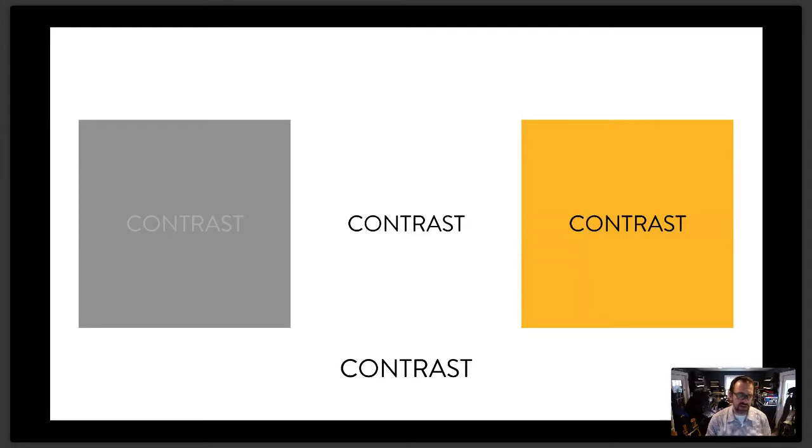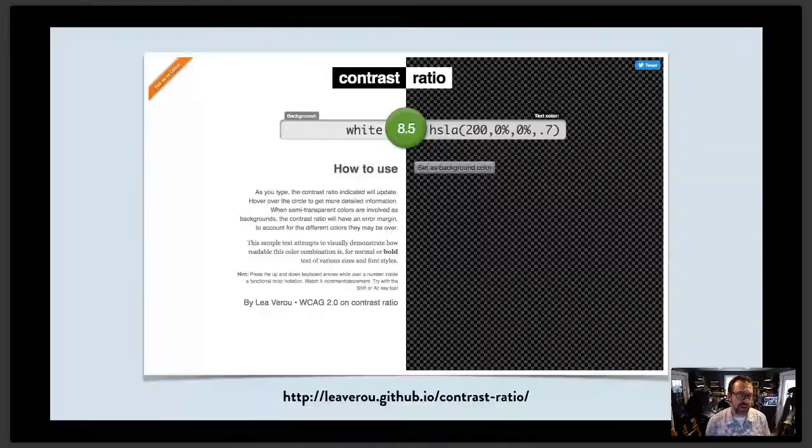There's the WCAG, the World Wide Web Consortium's accessibility guidelines. And excuse me, the contrast, you never want the contrast ratio to get too low because then it's going to be hard for people to read. You could read it. Somebody else may not.